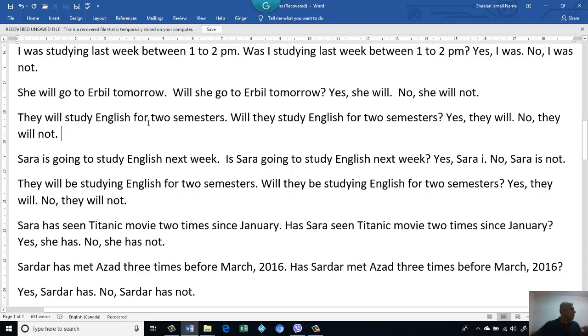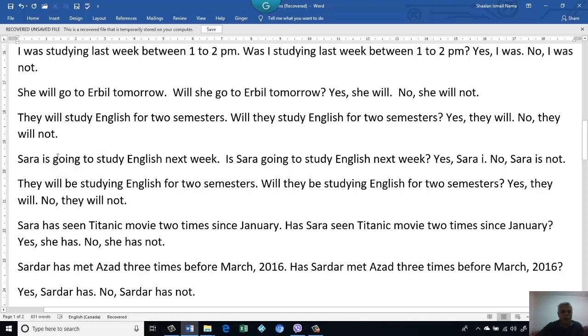If we have the second kind of future with 100% sure, or having planned in advance, for example, Sarah is going to study English next week. We check first, as the formula says. Do I have a subject? Yes, I do. Do I have auxiliary verb? Yes, I do. This is my auxiliary verb. This is part when we make a future with advanced plan. Then we have the root of the verb.